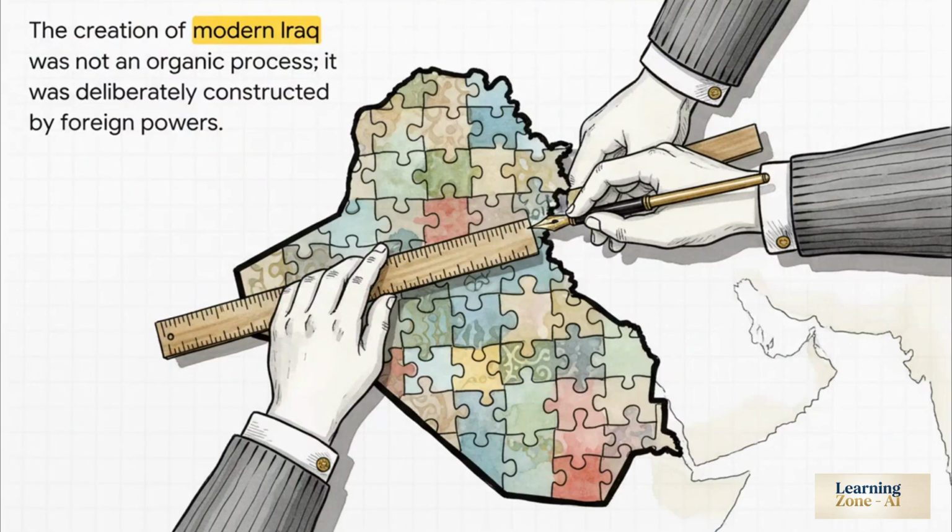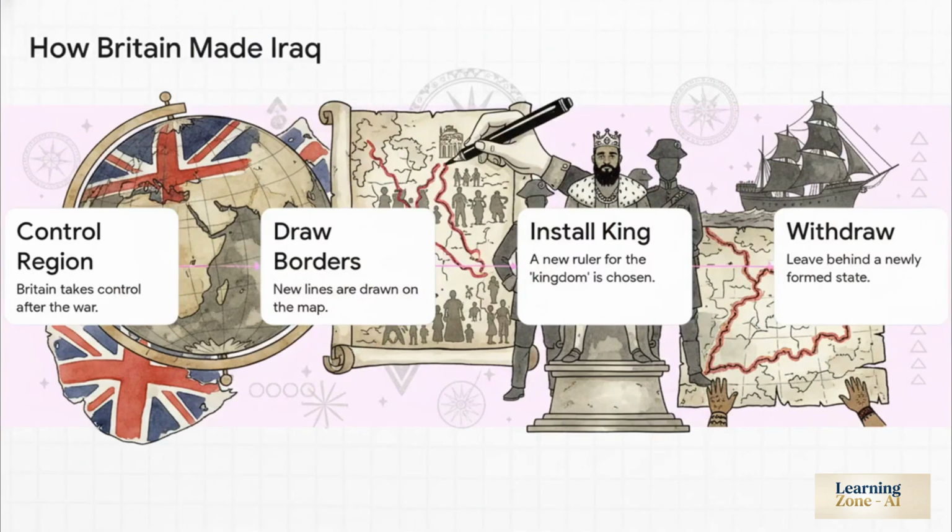Okay, to make this less abstract, let's look at a really clear example from our source, the creation of modern Iraq. See, this wasn't a country that just grew naturally over centuries. No, it was, for all intents and purposes, constructed. And the way they did it was surprisingly simple.